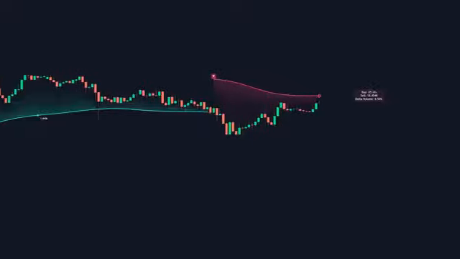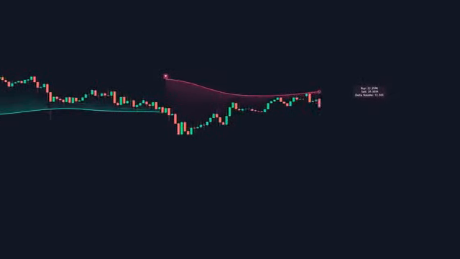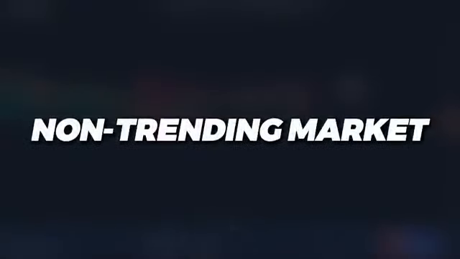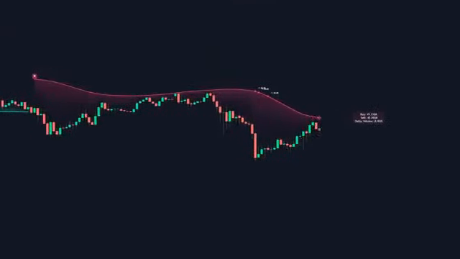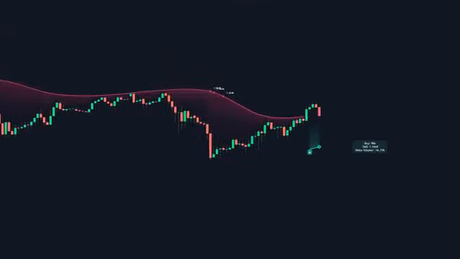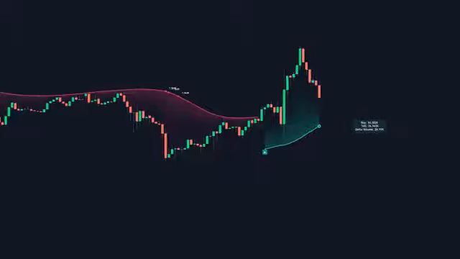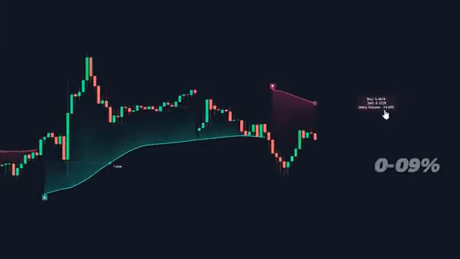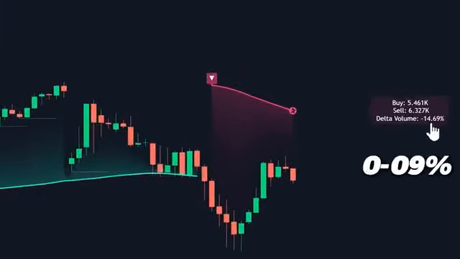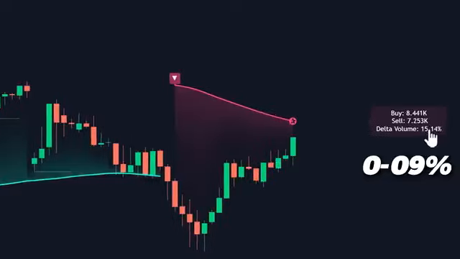The second type of market where this indicator is going to be applicable is a non-trending or a ranging market. So how can we use this indicator to identify a ranging market? You may be thinking, well, we're going to use both the trend cloud and the delta volume. Whenever the delta volume is less than 10% and close to 0%, it's a strong signal of a ranging market.